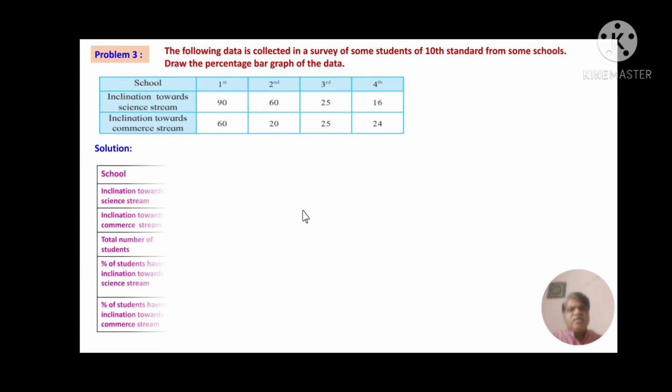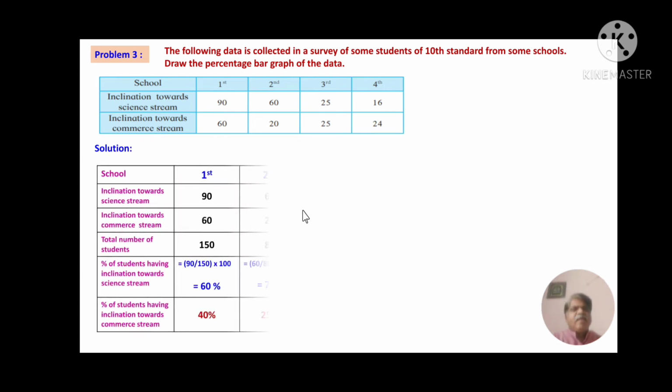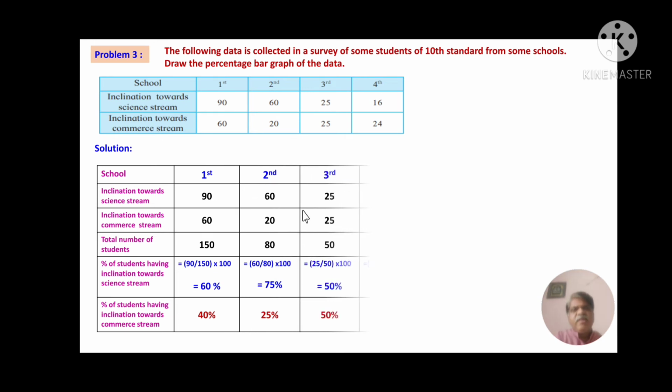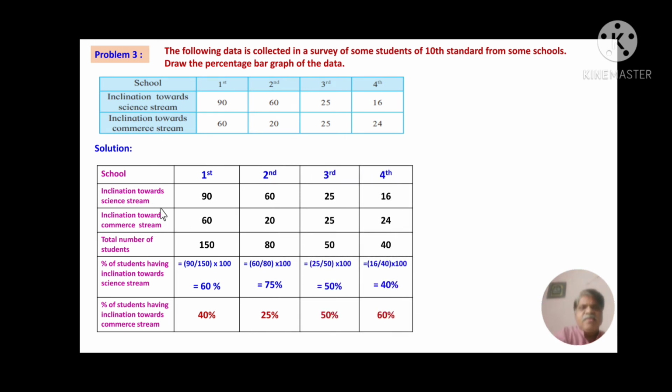From this we have to first prepare a table which shows the percentage of the students expecting to go for the science stream or the commerce stream. Accordingly, let us prepare this one. You could see the inclination of the students in the first school. Consider the inclination of the students towards science stream is 90 and the commerce is 60. Means total students for this first school is 150. So out of this 150, 90 are for the science, means naturally the remaining will be commerce.